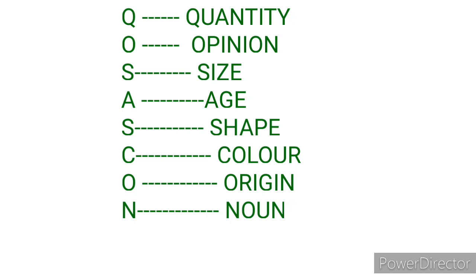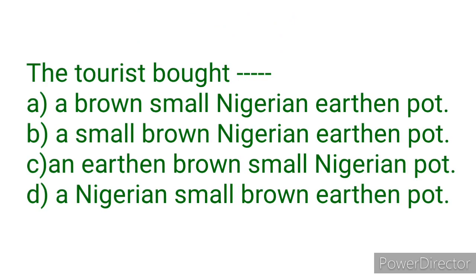Now let's use this mnemonic to answer the first question in this tutorial. The tourist bought dash. We have option A, brown small Nigerian earthen pot. B, a small brown Nigerian earthen pot. C, an earthen brown small Nigerian pot. And D, a Nigerian small brown earthen pot.